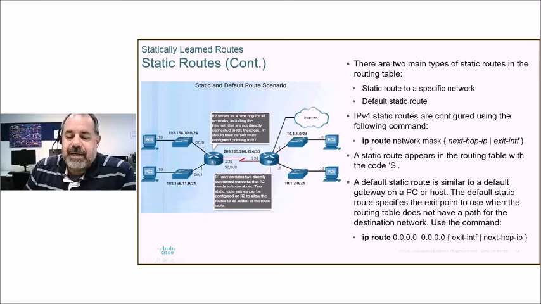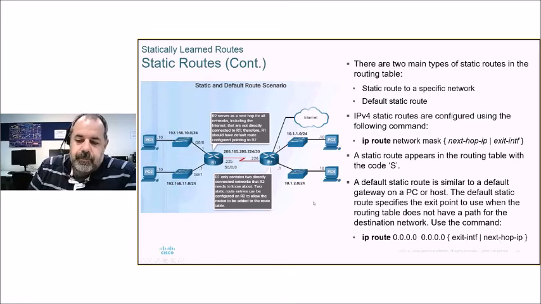Of course, the command is ip route, then the destination network, its mask, and then you can either use the next hop IP address or the exit interface. Now, the next hop IP address will always work. The exit interface will not always work, especially if it's a multi-access network. A default route is basically the same, except the destination network is all zeros and the mask is all zeros. And then you use an exit interface or next hop. So basically this default route is, if I don't have a better route, I'll use this one.